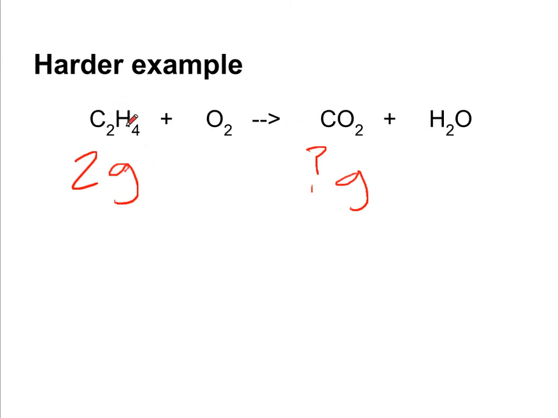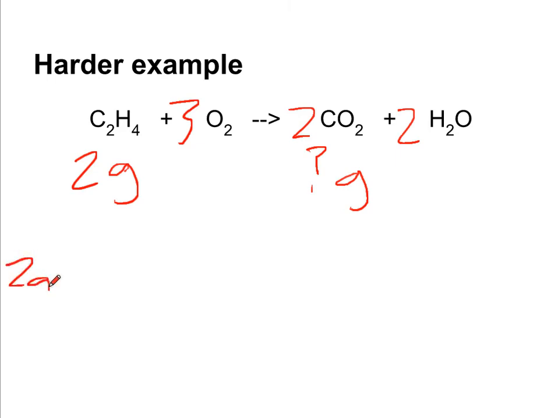2 carbons, we need to put a 2 right here to take care of that. We've got 4 hydrogens, so we've got to put a 2 right here to take care of that. And putting a 3 here will balance out the oxygens. We've got 4 plus 2 oxygens, so this will give us 6 total. Now that our equation is balanced, we can start the actual stoichiometry.